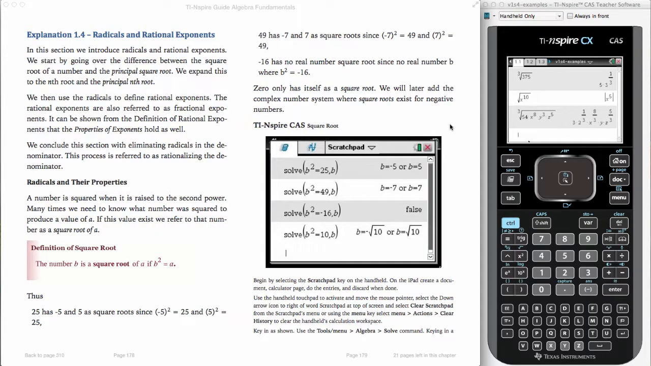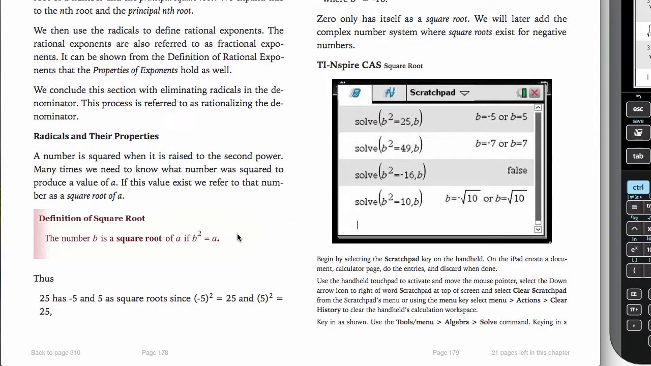In Chapter 4 of Volume 1, we go over radicals and rational exponents. The first thing we look at is the difference between the square root of a number and the principal square root. If we're looking down here at the definition of the square root, we see that we have b squared equals a, where the number b is the square root.